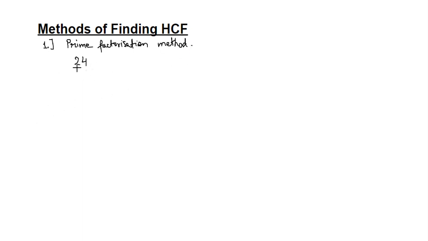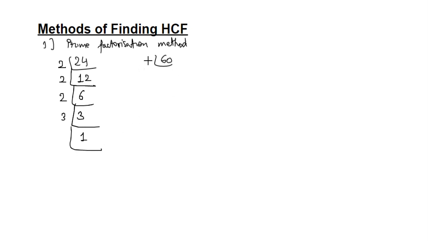So what we do in this, we have this 24 and we have the 60, suppose. And we want to find the SCF. We want to apply this prime factorization method. See how easily we can do this. We have 24: 2, 12, 2, 6, 2, 3, 3, 1. For 60 we have 2, 30, 2, 15, 3, 5, 5, 1.